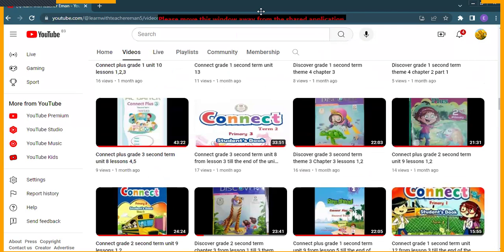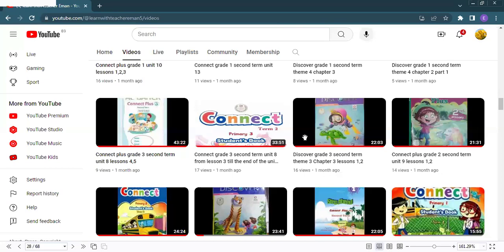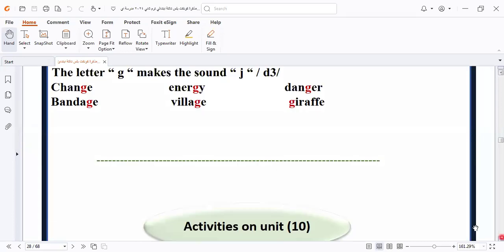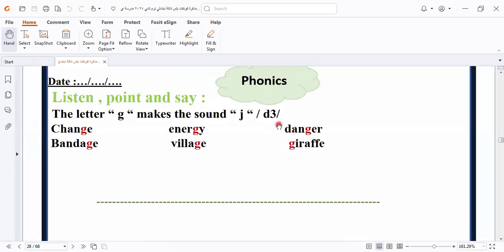Last class, we stopped here in this part, phonics sound. Let's read these words. The phonics: ja. This is the sound of ja, like this.